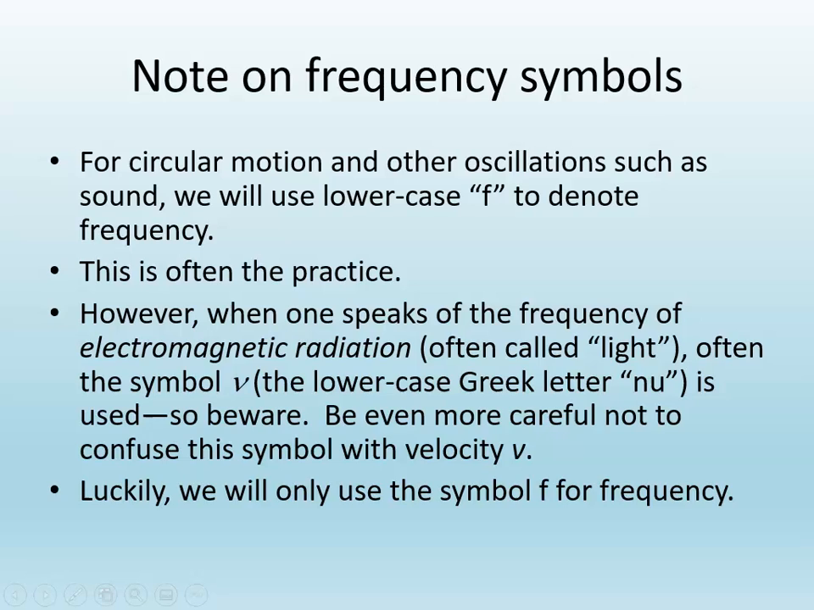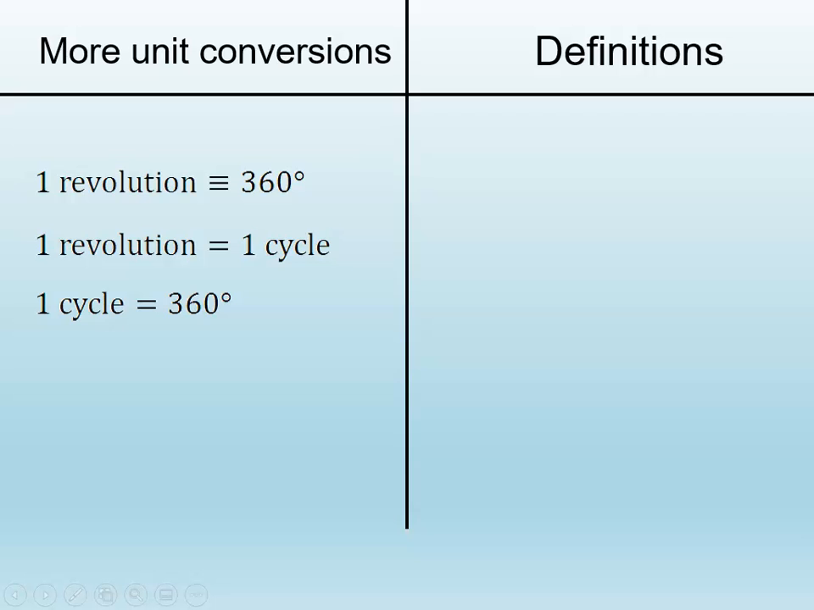So lowercase f is typically used to denote frequency of ordinary cyclical oscillatory motion. But I should mention that you'll also sometimes come across frequency in things like sound as well as light. With sound, frequency is also often given by the symbol lowercase f for cycles per second. But when we're talking about light, a lot of times the lowercase Greek letter nu is used for the frequency. That will not concern us in this course, but I wanted to mention it because you might have come across this before.